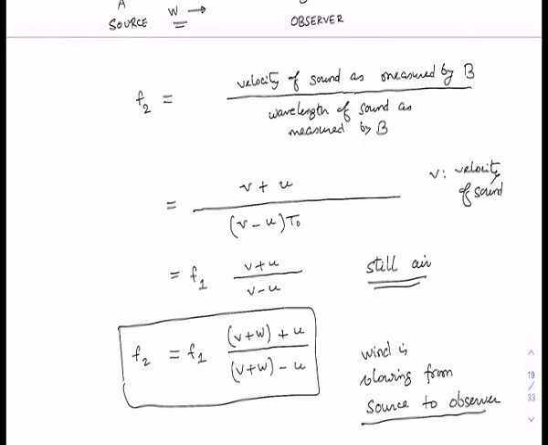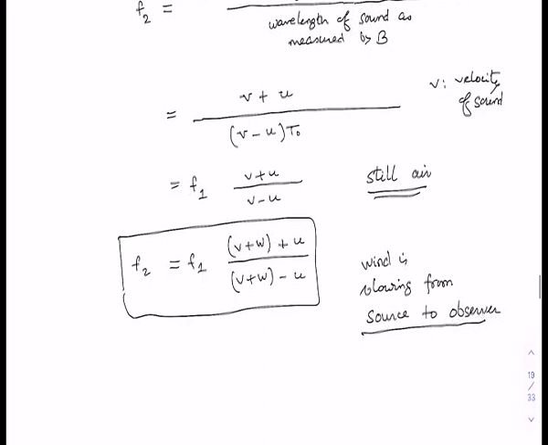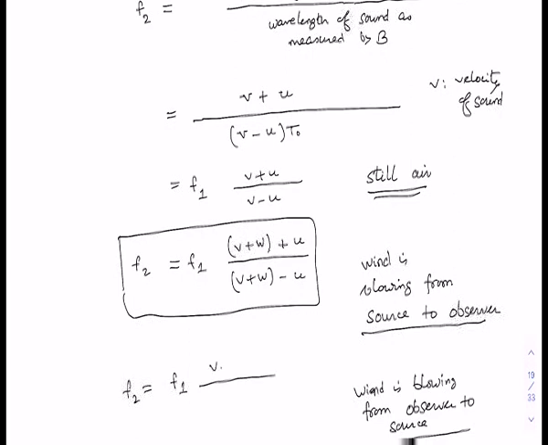All right. Now let us consider the case where wind is blowing from observer to source, because these are the two cases that have to be considered in the problem. So in that case it will be simply F2 would be equal to F1 into, wind velocity is now in the opposite direction, so it would be V minus W plus U, and you will have V minus W minus U.